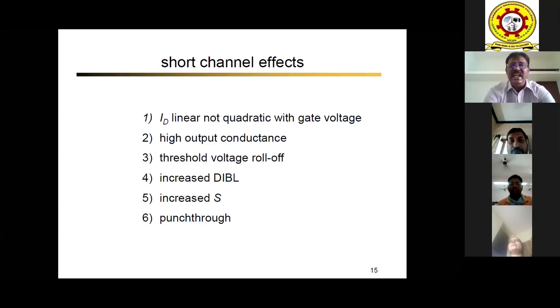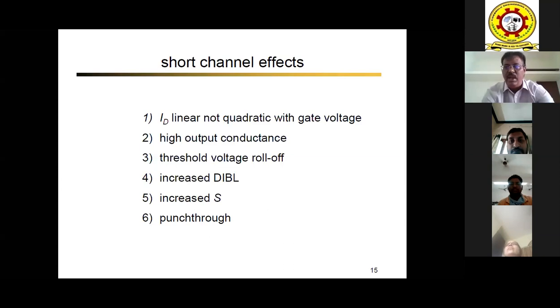Then increased DIBL. DIBL means drain induced barrier lowering. We all know very well that under normal circumstances, when a carrier is moving from source to drain, it has to cross a certain inbuilt energy barrier, isn't it? That's the Fermi barrier. The gate voltage usually controls the barrier level. When the gate voltage reaches the threshold level, this energy barrier is nullified and the carrier moves from source to drain.